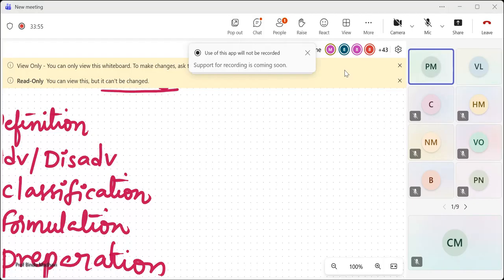again three types. Chewable tablets. These are not meant for swallowing. Sorry. Some are meant for swallowing, some are not meant for swallowing. All the tablets used in the buccal cavity are not meant for swallowing. Chewable tablets, buccal tablets, and sublingual tablets.